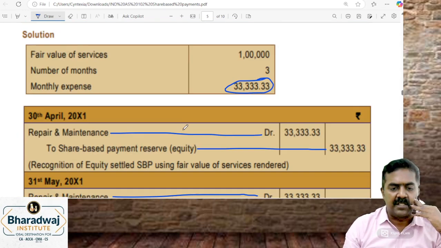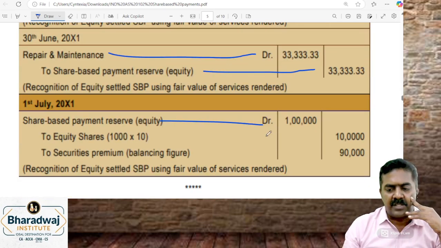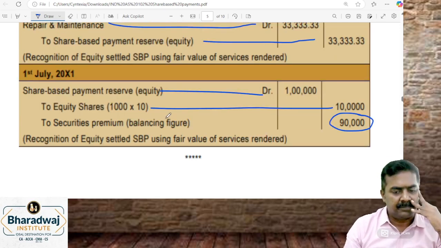How many equity shares are given? 1000 equity shares of 10 each. Face value is 10,000. Balance will go to which account? Securities premium. It's a simple example.